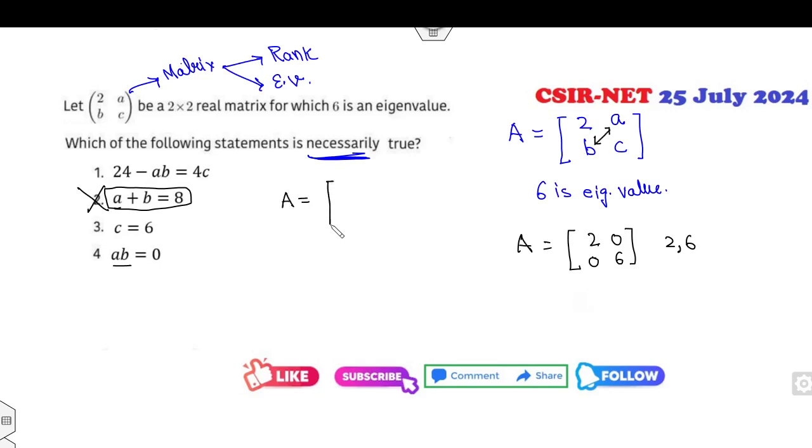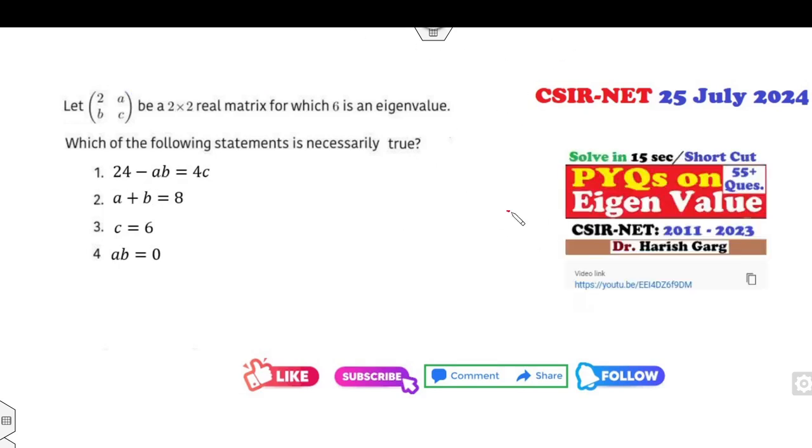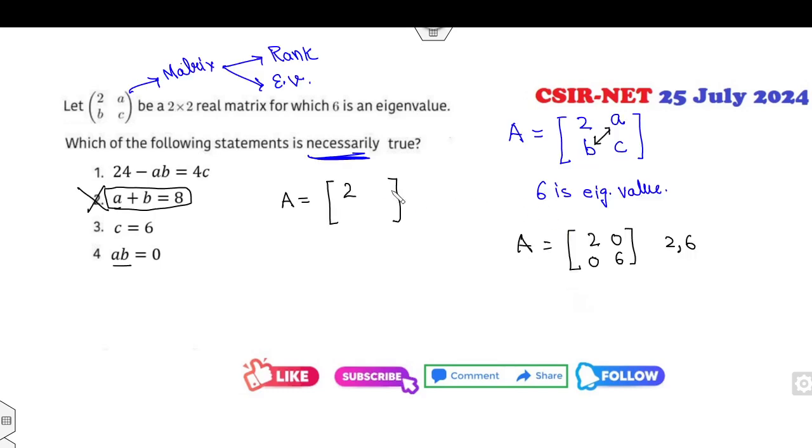Now, 6 is one of the eigenvalues. As I already mentioned in my previous question on eigenvalues, how can you check the eigenvalues? If each row sum is 6, I can put these numbers also. You can see the sum of each row is 6. So therefore, one eigenvalue is 6. Can you find the second eigenvalue? Clearly the sum will be 4, so the second eigenvalue will be minus 2. Now clearly C equal to 6 is cancelled. AB is equal to 0. Again this option is cancelled out.